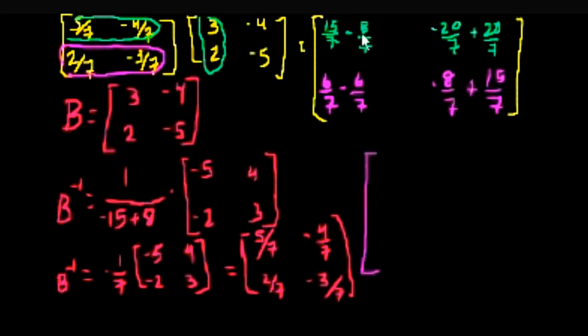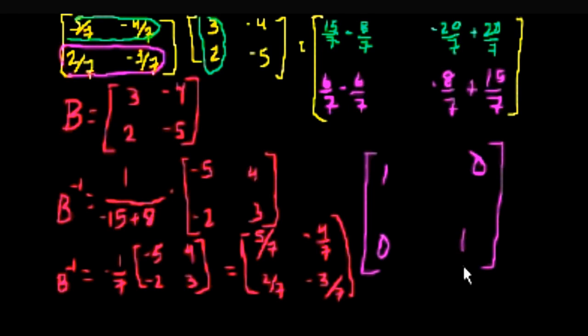15 sevenths minus 8 sevenths is 7 sevenths. Well, that's just 1. This is 0, clearly. This is 0. 6 sevenths minus 6 sevenths is 0. And then minus 8 sevenths plus 15 sevenths, that's 7 sevenths. That's 1 again. And there you have it. We have actually managed to inverse this matrix.